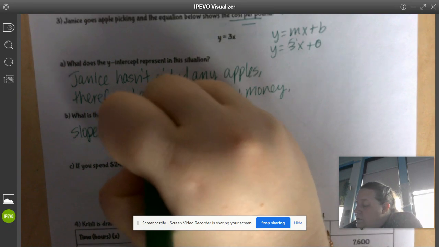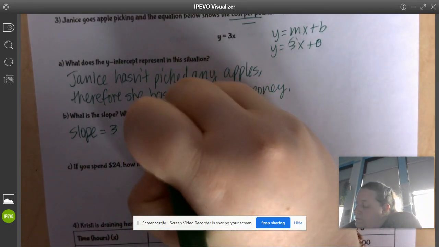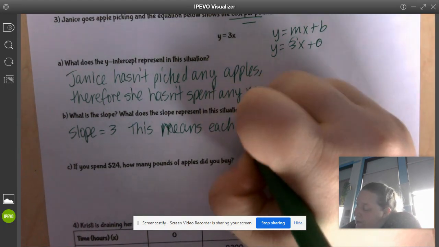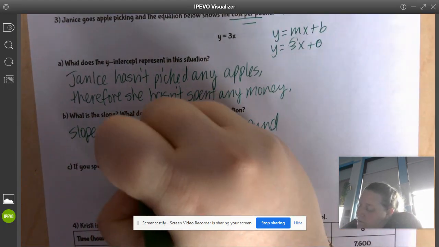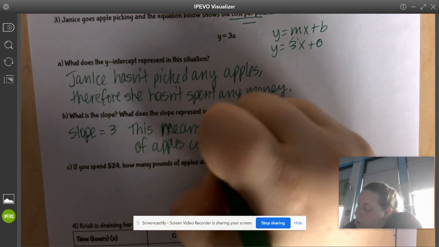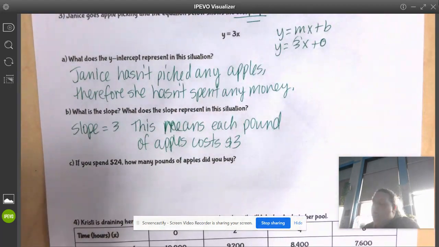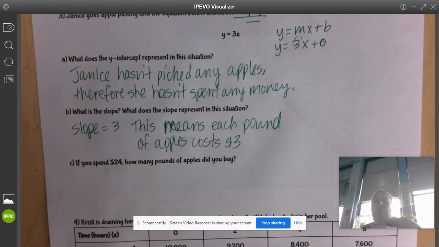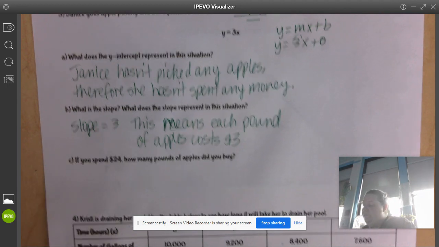This means each pound of apples costs $3. We know it's always y over x, so cost per pound. So $3 per pound. That's what it means.